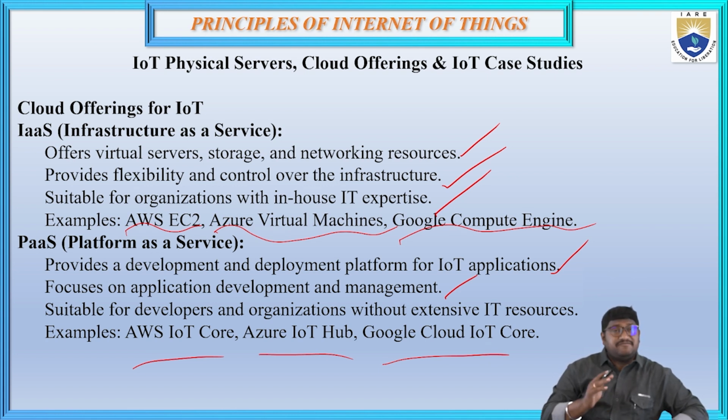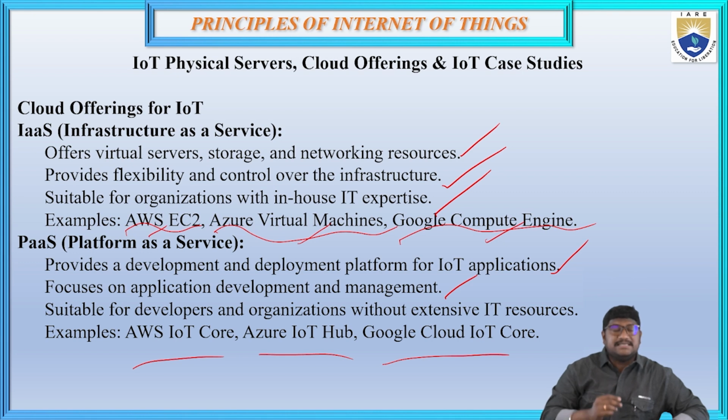IaaS stands for infrastructure as a service, where we are offering virtual servers as well as storage and networking resources, which I already told you. And here it provides good flexibility and control over the infrastructure. This particular service is suitable for organizations with in-house IT expertise. The best examples for IaaS are AWS EC2, Azure Virtual Machines, and Google Compute Engine. These are the best examples for infrastructure as a service.